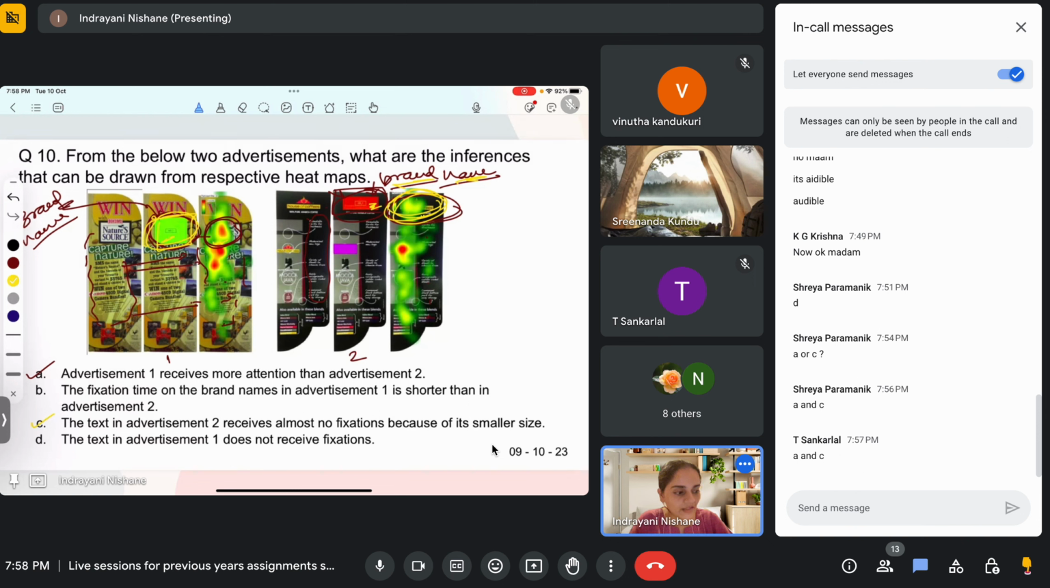But now you're convinced that B is not correct, because see, there is this brand name area of interest. There is this red thing happening here, no? There is this red dot for heat map. That means there are many fixations happening. The fixation count is very high for this square, no? But whereas if you consider this advertisement 2, it is just yellow, it is not red. That means for brand 1 it is higher compared to brand 2. So this statement is not correct. But C is correct. So it is A and C, not ABC.